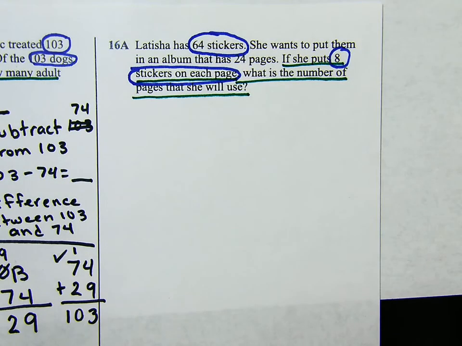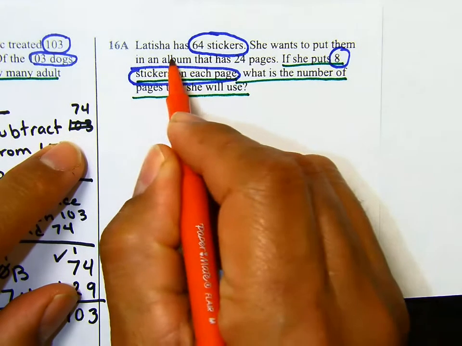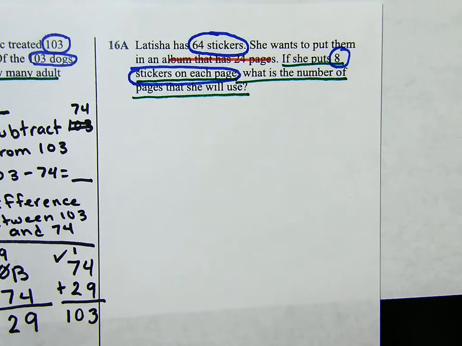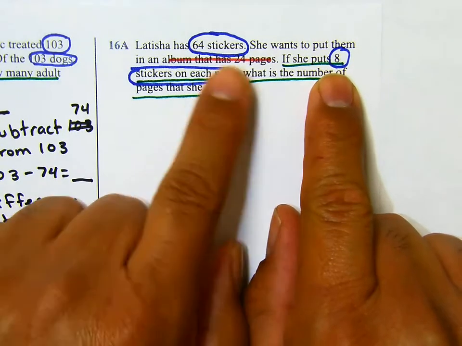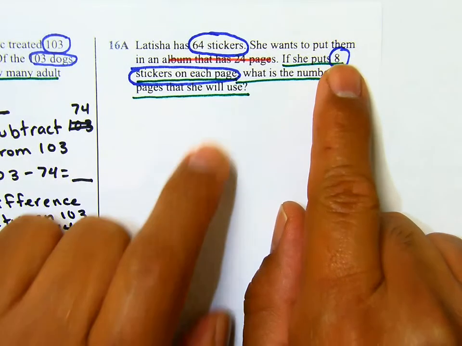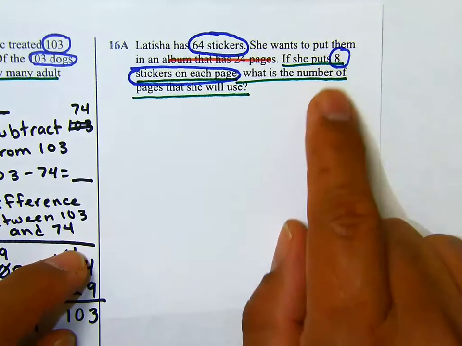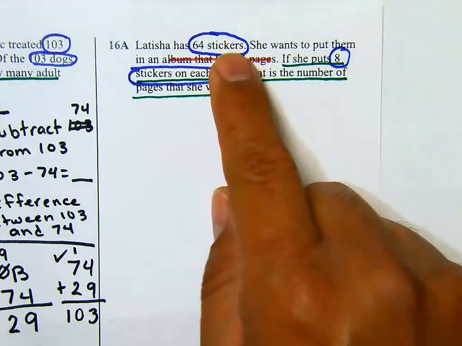So now it says that the album has 24 pages. We actually don't need that information because we want to know how many pages she's going to use, not how many total pages the album has. So if we take this number and put them into groups of 8, because there's only 8 in each page, we should get the amount of pages needed to fit those stickers.